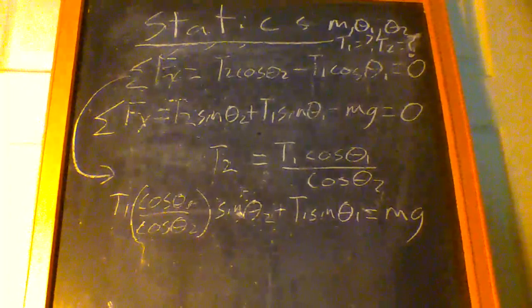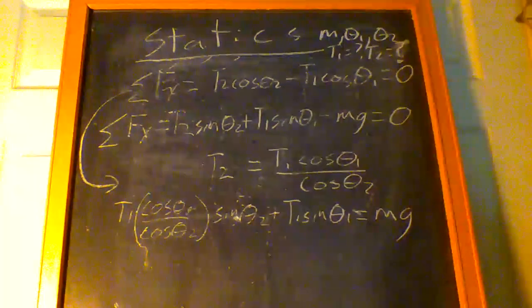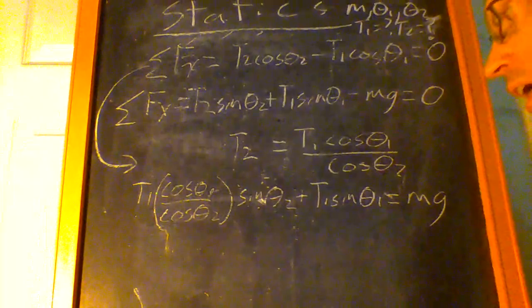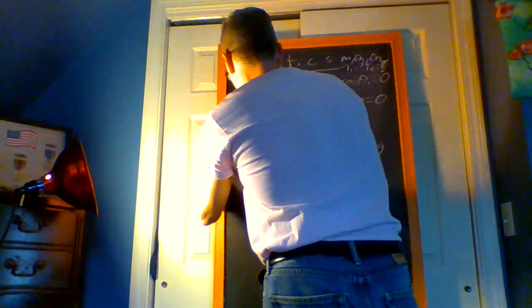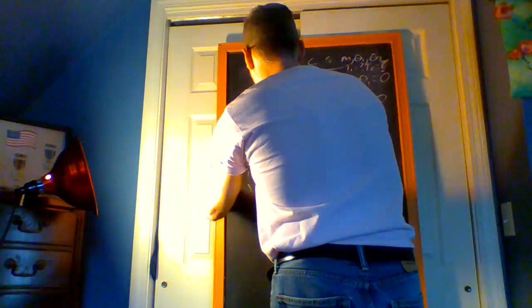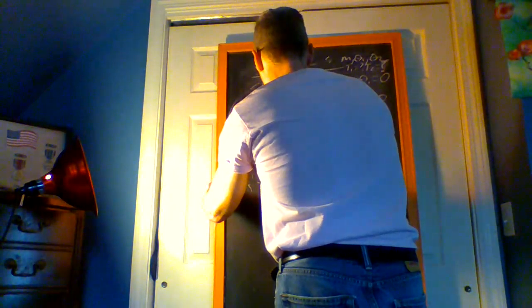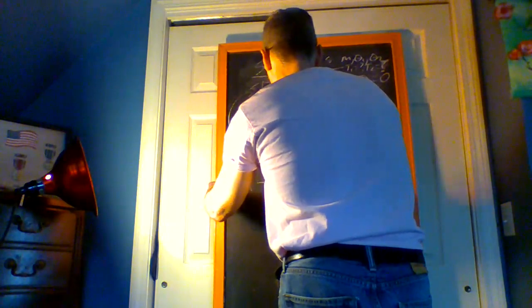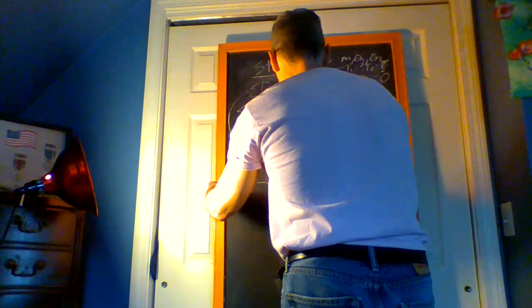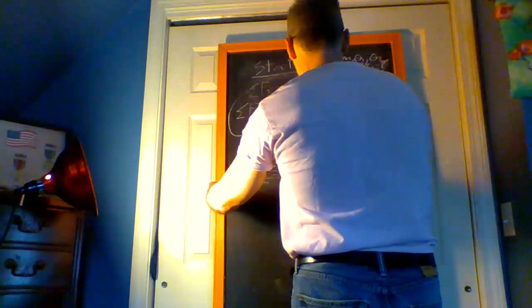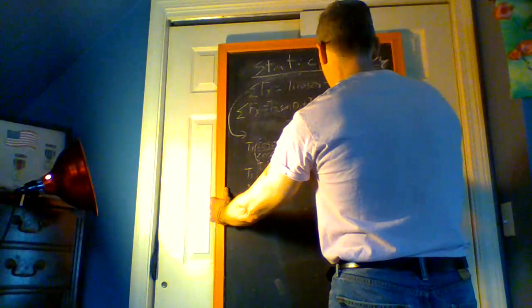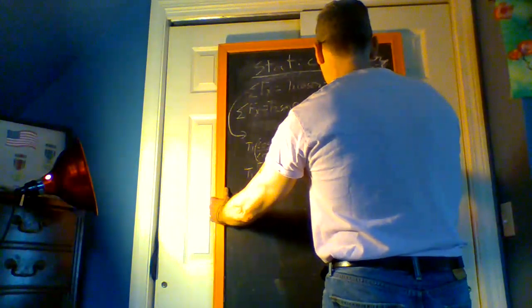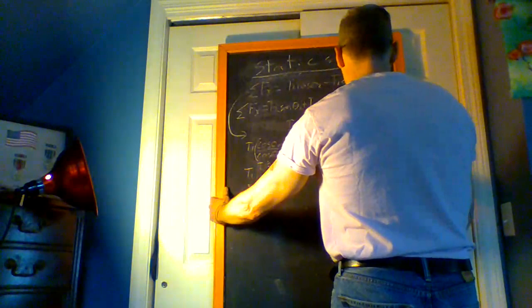Now I'm just going to do some solving. The next thing I'm going to do is factor T1 out of both of those terms. So that's going to look like this. I'm going to put T1, then the big bracket: cosine theta 1 over cosine theta 2, times sine theta 2, plus sine theta 1, bracket it off, is equal to mg.